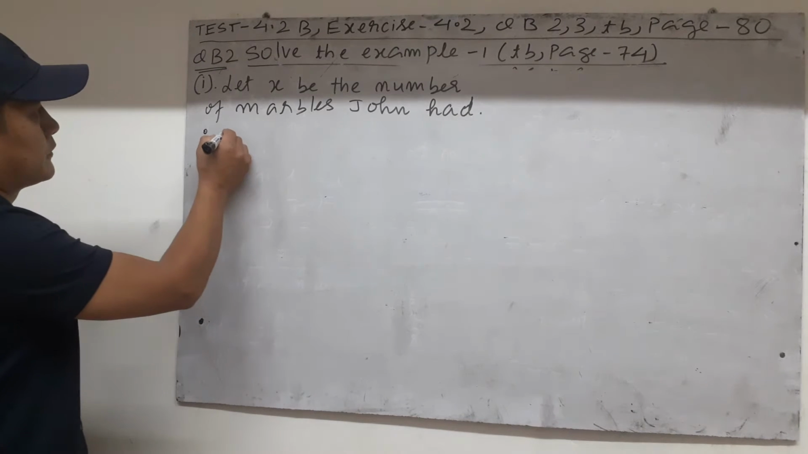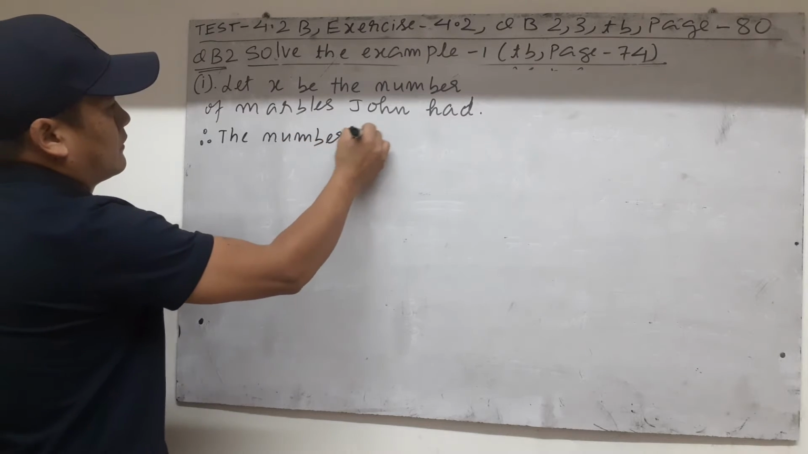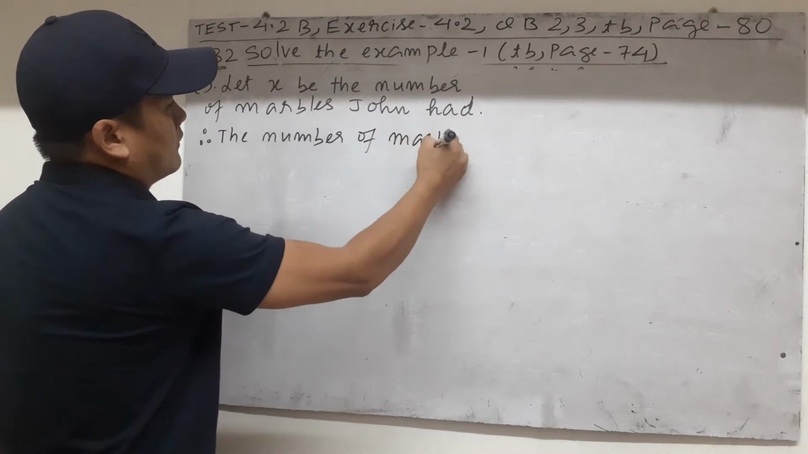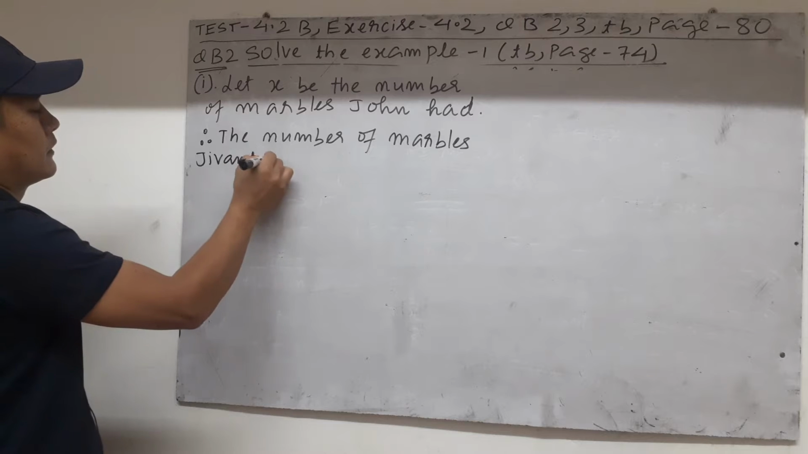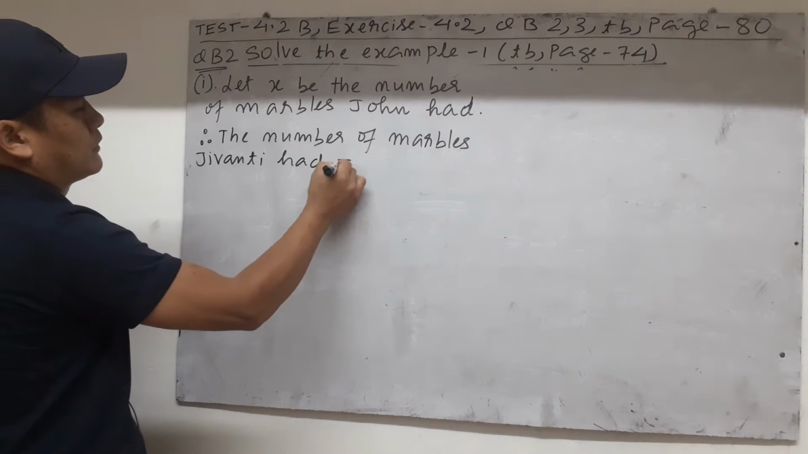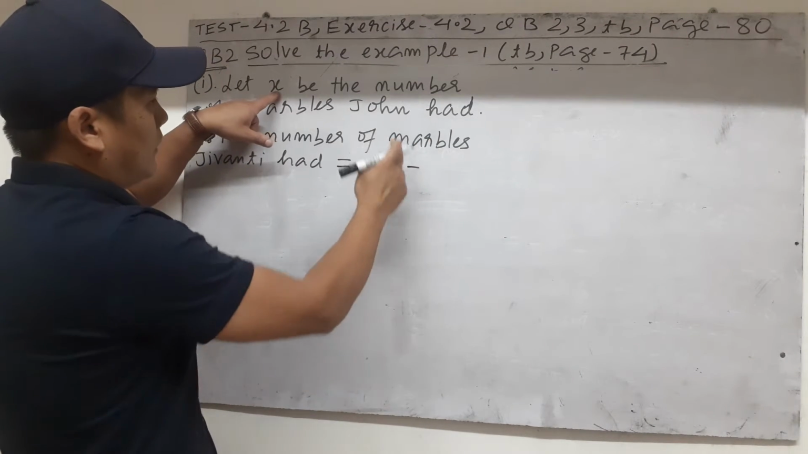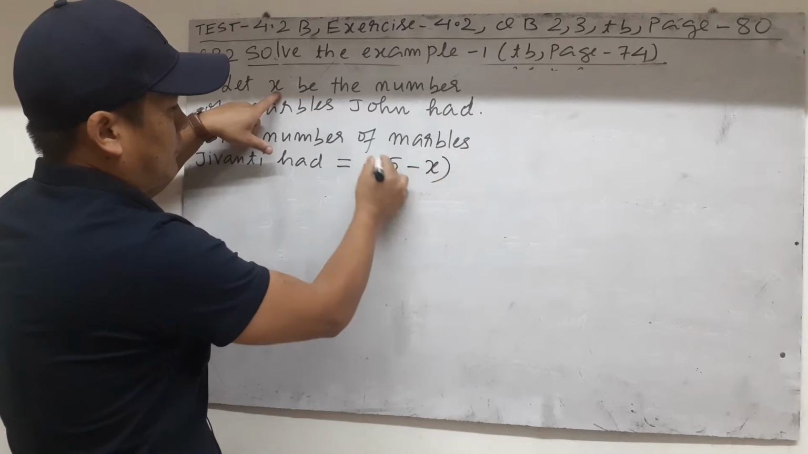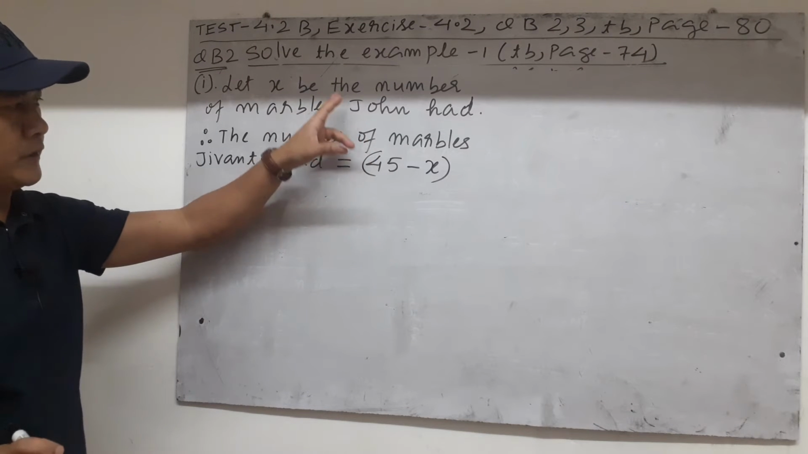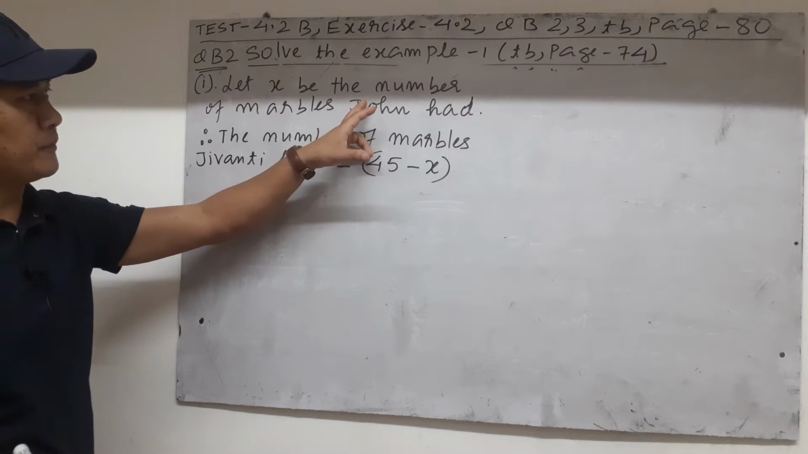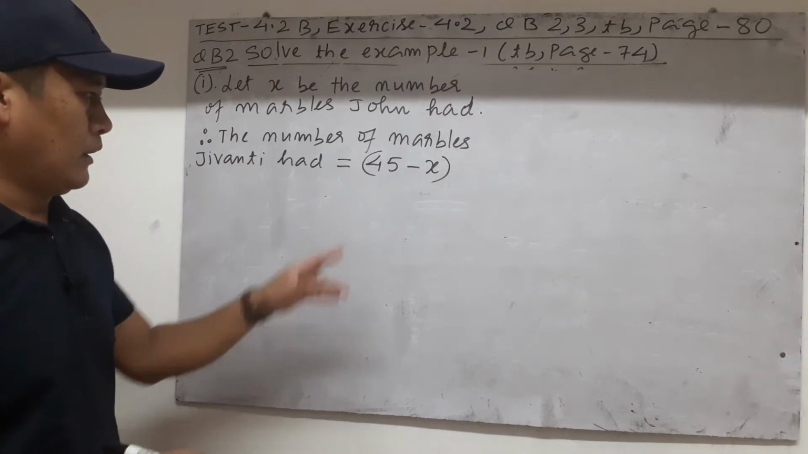Together 45 means, therefore, the number of marbles Giovanni had will be equal to, together they had 45, so 45 minus whatever John had, which is X. That 45 minus X will be the number of marbles Giovanni had, because together they have 45, and if X is the number of marbles John had, then Giovanni will have the total minus whatever John had. Common sense, right?